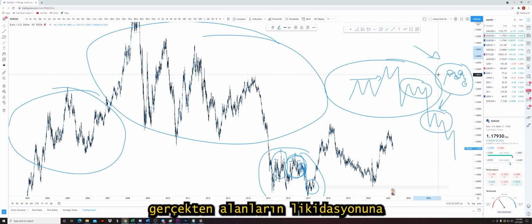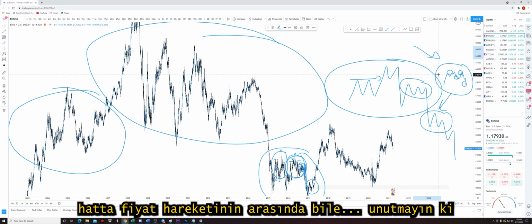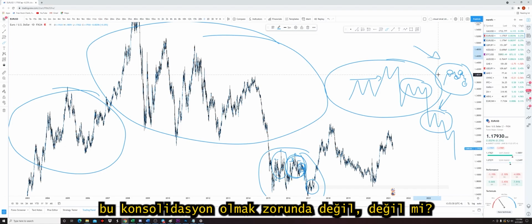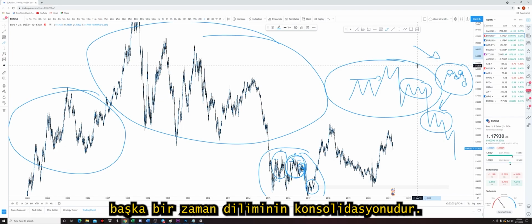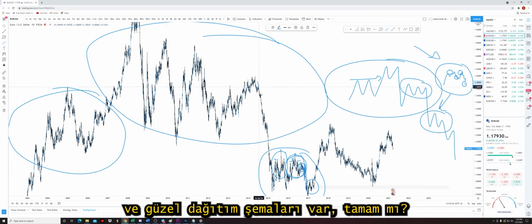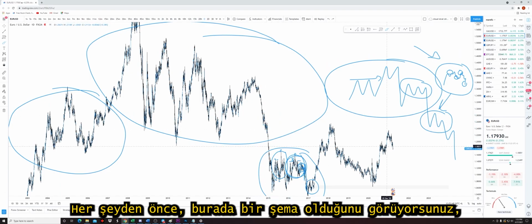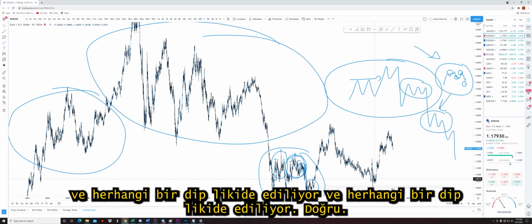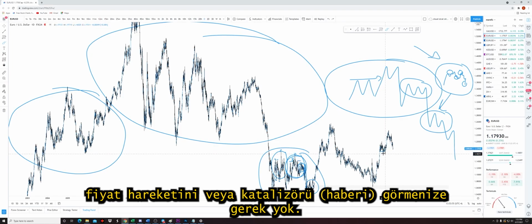So from this video, the most important thing I need you guys to understand is that anytime you really have liquidations of areas, whether it's at the lows or the highs, or even in between price action, remember that this does not have to be a consolidation. One place that looks like just a move is another time frame's consolidation. So even this big move down, inside of here are huge and beautiful distribution schematics, which we cannot see, okay? On this huge move up right here, first of all, you see there's a schematic in here, any lows being liquidated, any lows being liquidated.